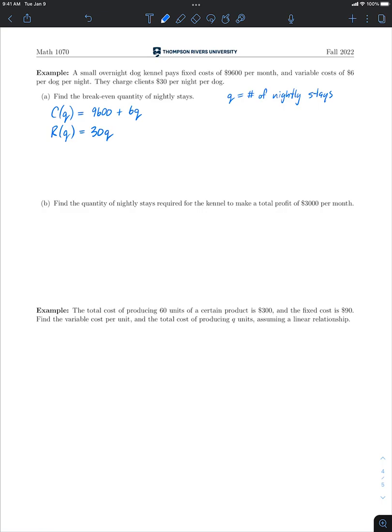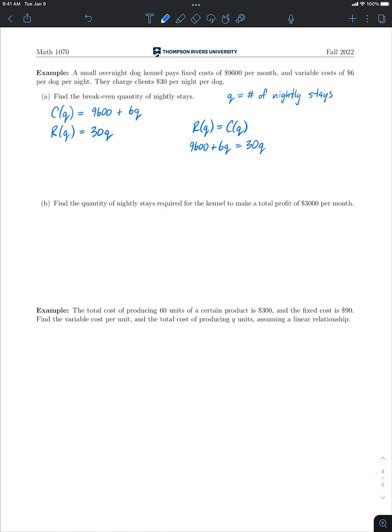Okay, so if we want to find the break-even quantity, that means what value of Q makes these two functions equal, right? So when does the total revenue equal the total cost? That's the equation that you want to solve. So, okay, well, let's set this up. We're going to have 9,600 plus 6Q. That's got to equal 30 times Q, right?